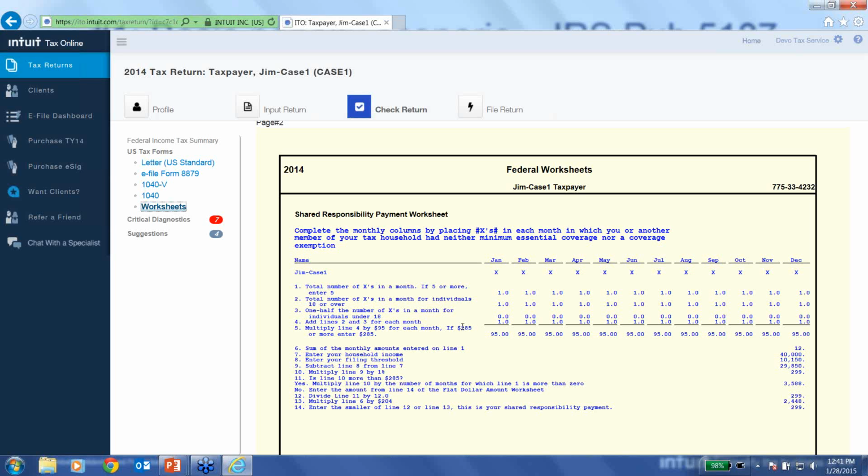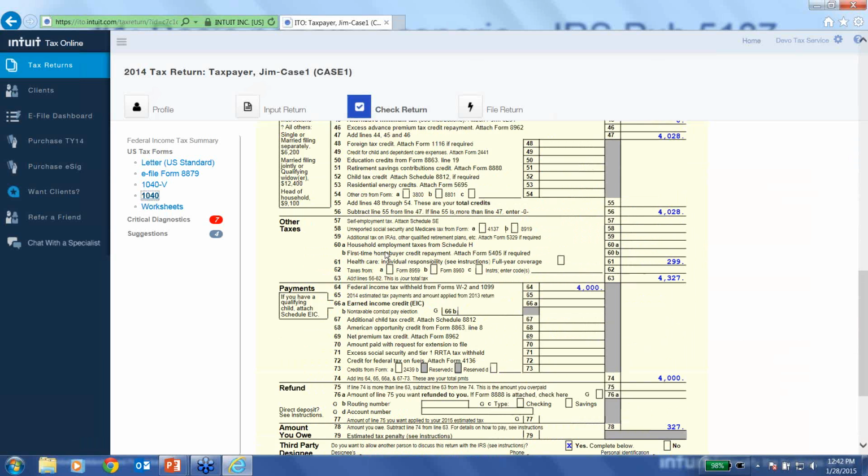of 95. Line 13 is the national average premium for a bronze level plan. And the IRS does some of the crunching of the numbers for you. So they take 204 and they multiply it by the number of months on line 6. And it also takes into account the number of folks in the household. That cap, or the upper limit of the penalty, is $2,448. So we're left with the $299, which is well under the cap. We go to the 1040, scroll down to line 61, and there's our ACA penalty of $299.